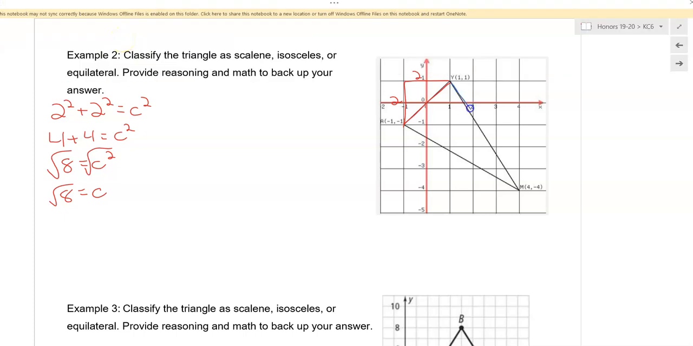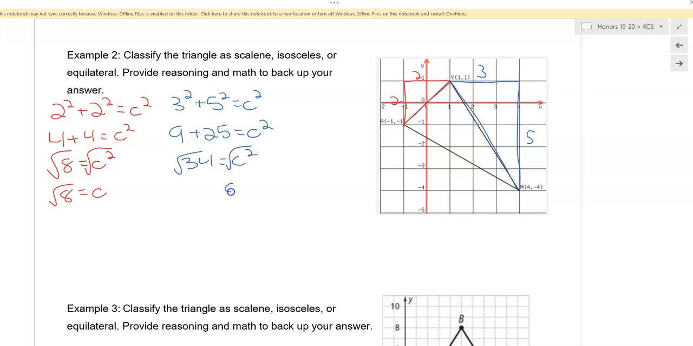Looking at this blue side, it goes over 3. 1, 2, 3, 4, 5. So we have 3 squared plus 5 squared equals c squared. 9 plus 25. That's 34. So when I take the square root, we get that c equals the square root of 34.